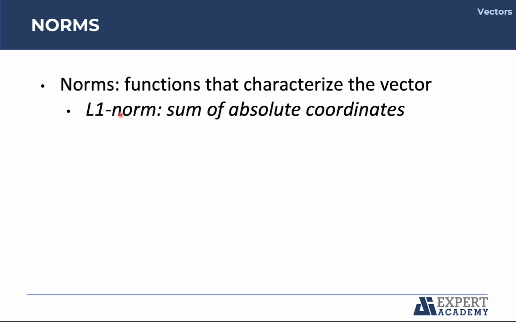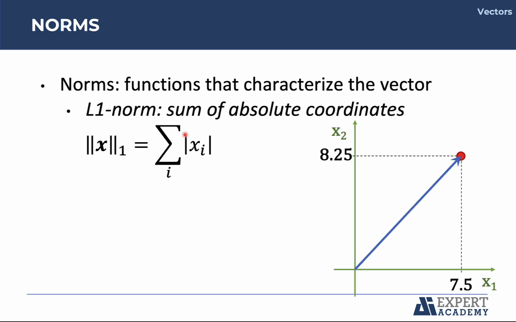And here we have L1 norm, which is the sum of absolute coordinates. To calculate L1 norm, we have the following equation. The L1 norm of x is equal to the sum of the absolute values of xi. These two bars mean we are not going to consider if the number is positive or negative. We are going to extract the absolute of the number. Then we sum all the values according to xi.